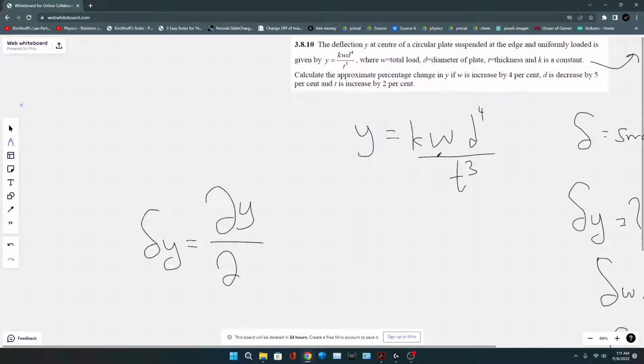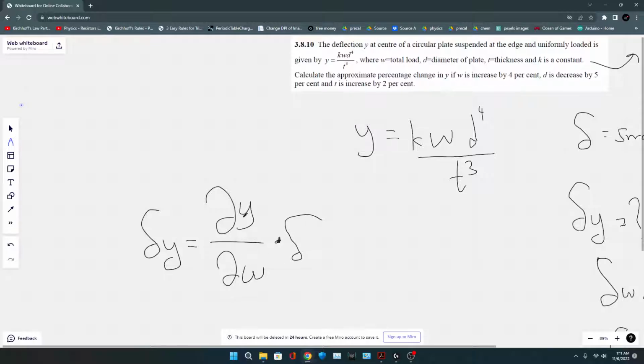The first variable kita adalah w. Ni first unknown kita punya first. Ni k tak payah sebab k constant tadi kan. So kita ambil w as our first variable. So w, and then we multiply it with the small increment.